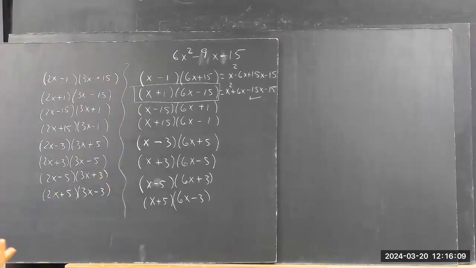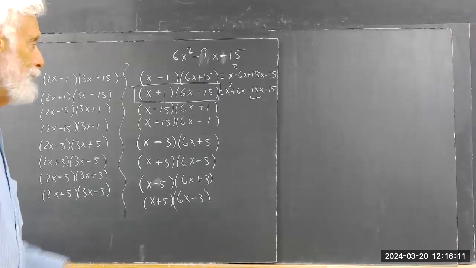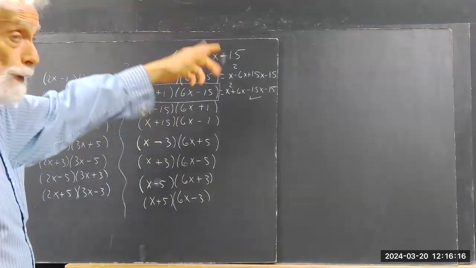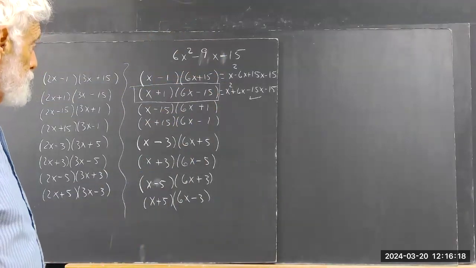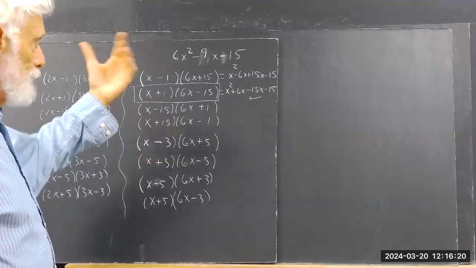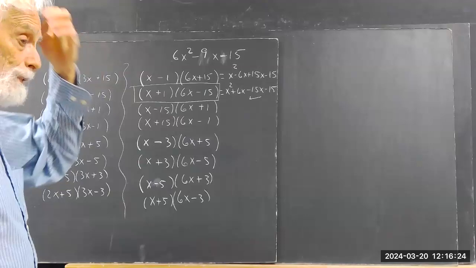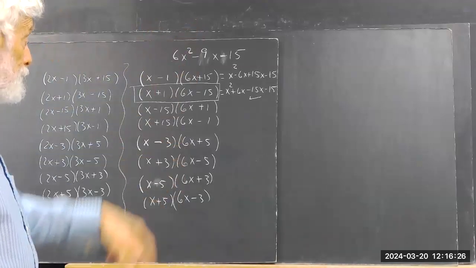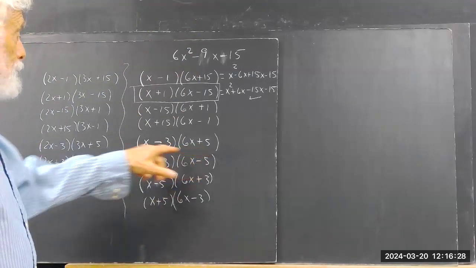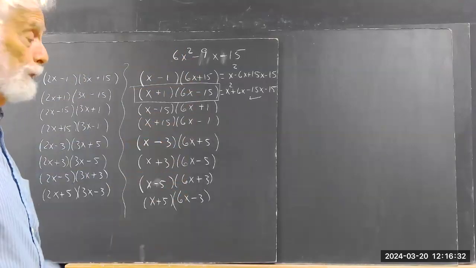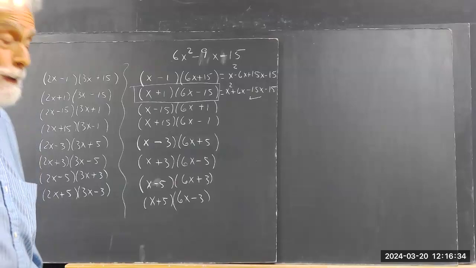Okay, now some of these could be easy to dismiss. 15 times 6x is going to give us like a negative 90x, and there's no way. Okay, so 15 times 6 just isn't going to cut it. But 3 times 6 is just 18, so it'll be a negative 18, and then a plus 5 would be a negative 13. That's not a negative 9, but it's close enough that we need to check it out.